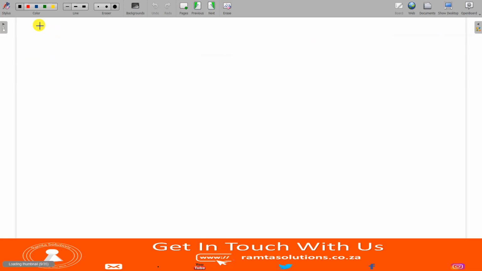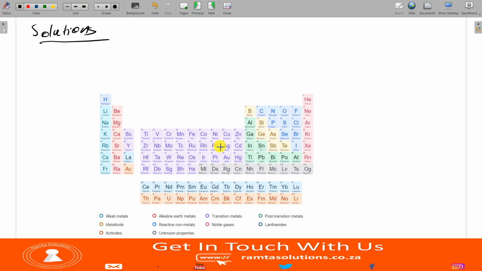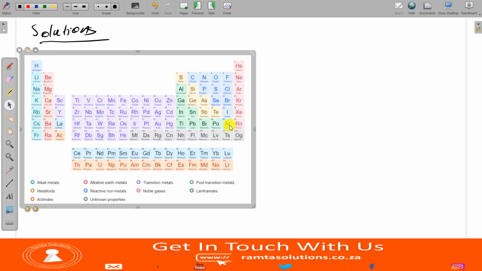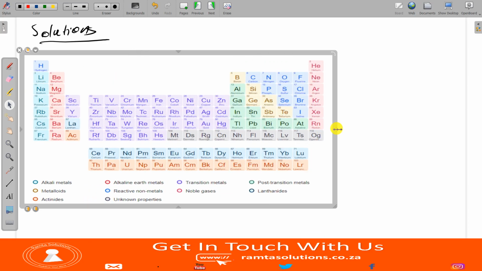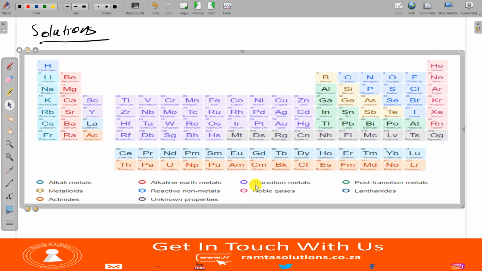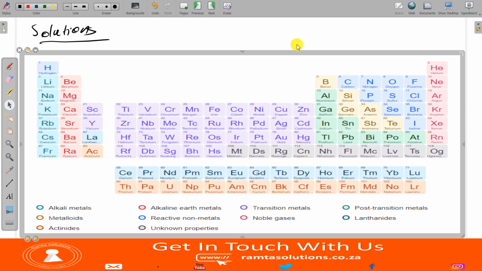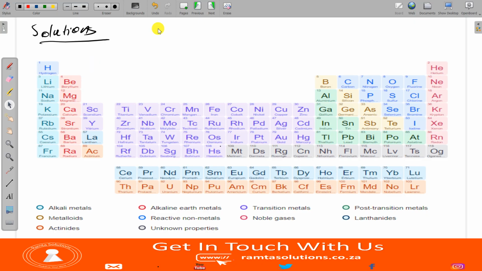Now let's go to our solutions. I have pasted the periodic table here. Let me zoom it a bit, perhaps fill the whole page. I'm always going to come back to refer to it.